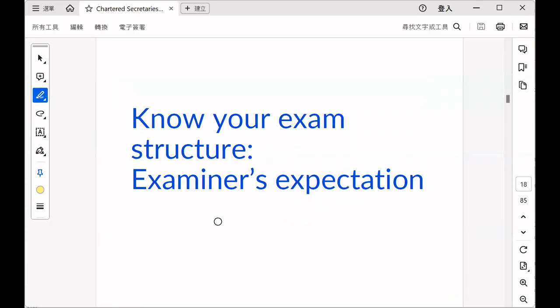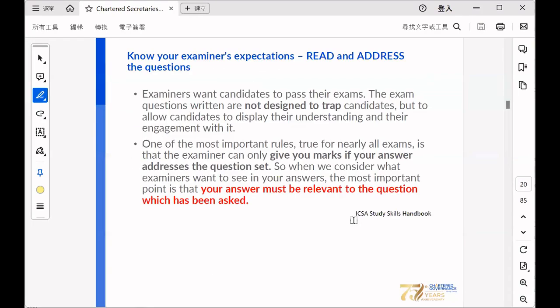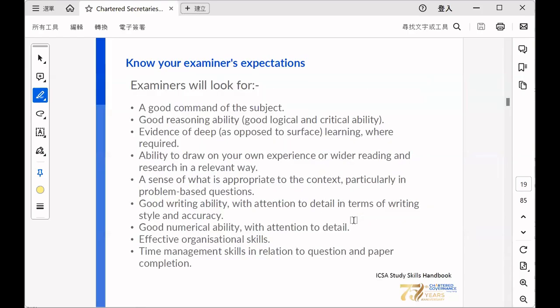Now, finally, we take a look at what the examiner expects to see in your answer and what is the problem with most of the answers. One thing is that they will look for good command. So demonstrate you understand the topic. If it is the audit committee, you understand the role of the audit committee. If it is the company secretary, you understand the role of the company secretary, etc.